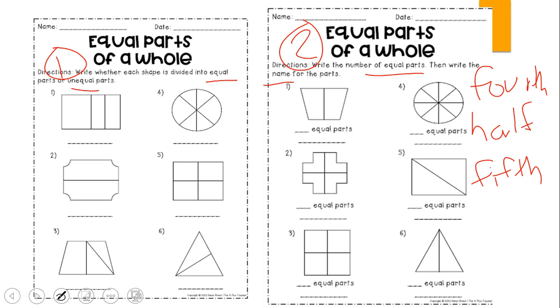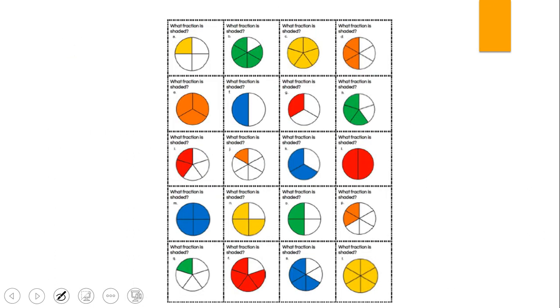So for example, in the first one, there are 2. So I know that one is called a half. We've done something similar to this in your equal parts of the whole review work that we did, I think, last week. Okay, so choose one of these 2 pages to do. If you would like to do them both, I am more than happy for you to do that, but you only need to submit 1.